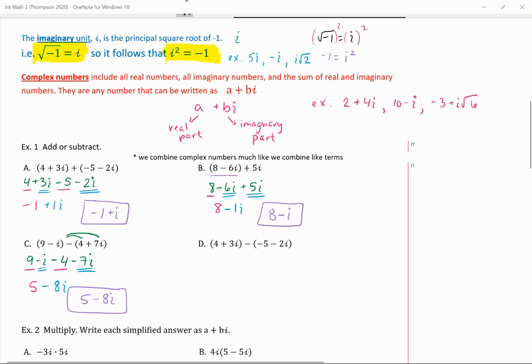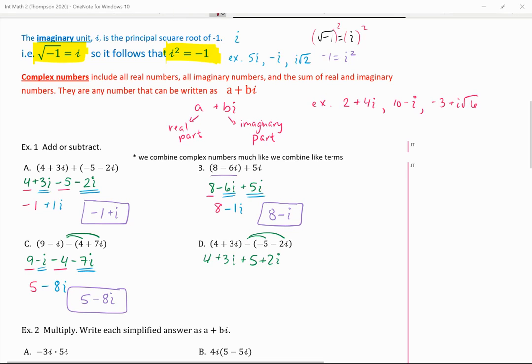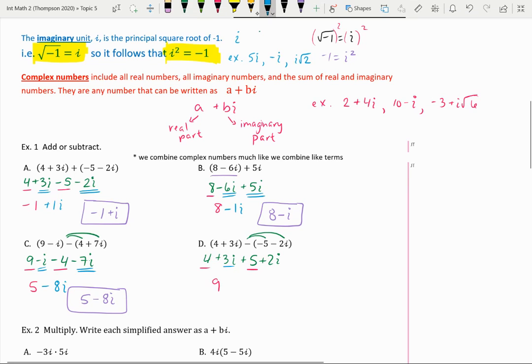Okay, so let's see how that went for you. I'm going to copy down the 4 plus 3i, and then I have a negative sign here, so I'm going to change my sign. So instead of negative 5, I'm going to have a plus 5. Instead of negative 2i, I'm going to have a plus 2i. My like terms are then 4 and 5, which gives me 9. And 3i and 2i, which gives me 5i. So my answer, I always write the real part first, so the 9, and then plus 5i.